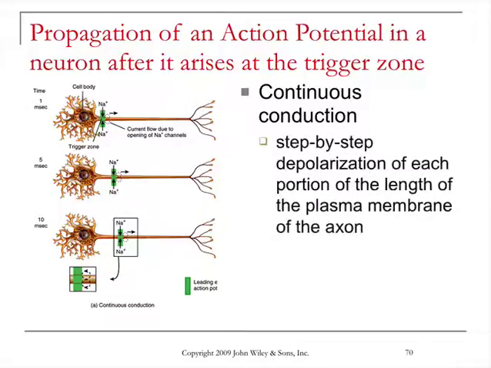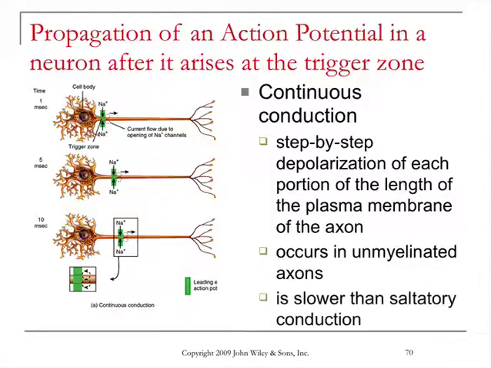Continuous conduction is a step-by-step depolarization of each portion of the length of the plasma membrane of the axon. This type of conduction occurs in unmyelinated axons, and it is slower than saltatory conduction.